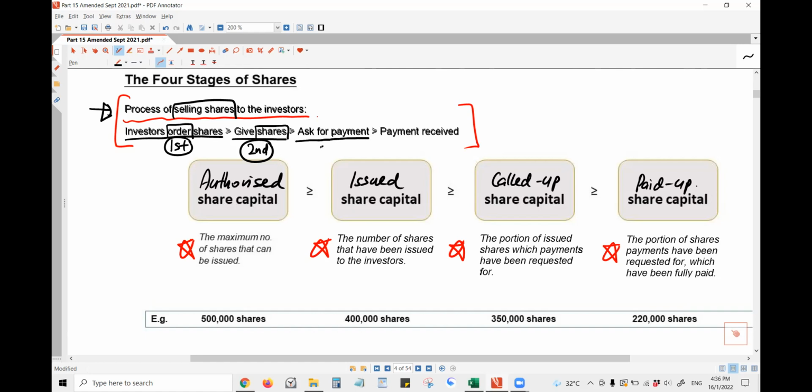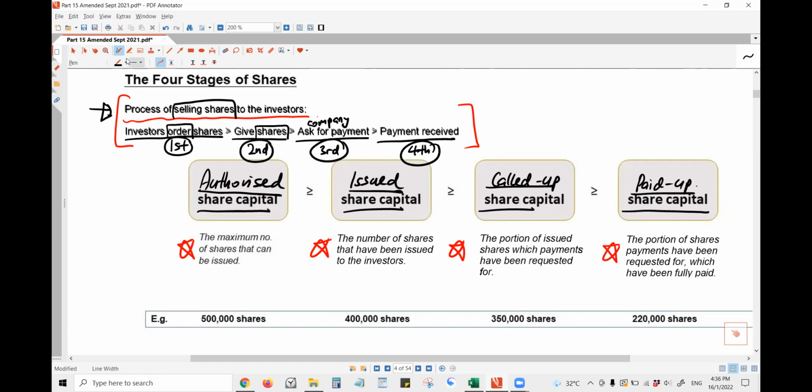Then they will ask you for payment. Company will ask for payment. You write here, company asks for payment. Then only payment would be received from the investor. This is the sequence. If you can memorize this sequence, then you will understand what these 4 terms mean. So place an order, then get shares, then you will be asked to pay, then you make payment.